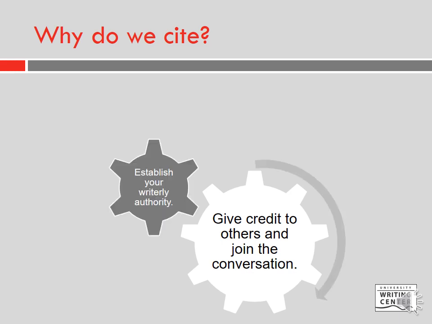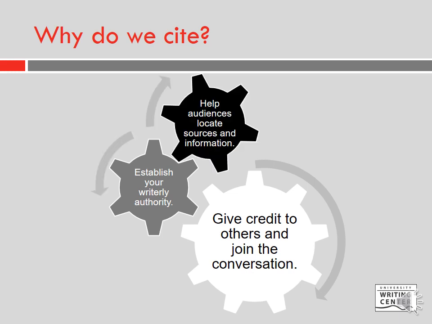The next reason why we cite builds on the first. Because citing sources shows that you are in conversation with other scholars and ideas, it will help establish your writerly authority. In general, the more deeply and broadly a writer engages with credible sources, the more credibility the writer has. Finally, citation systems are designed to help your audience or readers locate your sources easily. Locating a writer's sources helps build knowledge surrounding a subject.